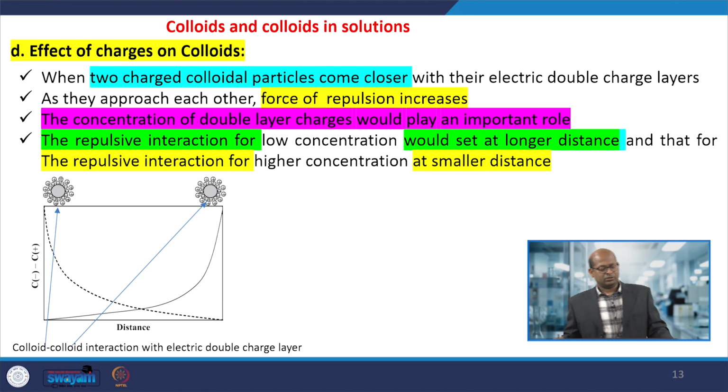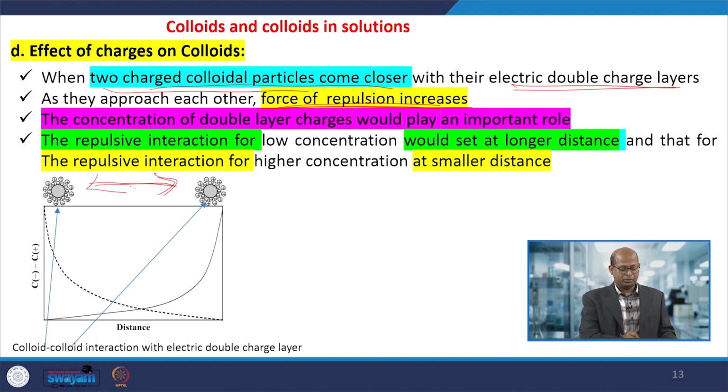Then the effect of charges on colloids: when two charged colloid particles come closer and approach each other, they form a repulsive force. When particles in colloids are charged and an electric double layer formation is there, and they approach each other, there would be a repulsive force between them. As a result both the particles will stay away from each other, since the same charges are developed outside of the colloid particles.